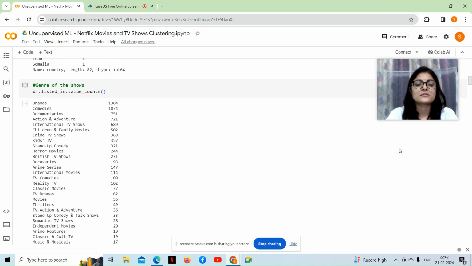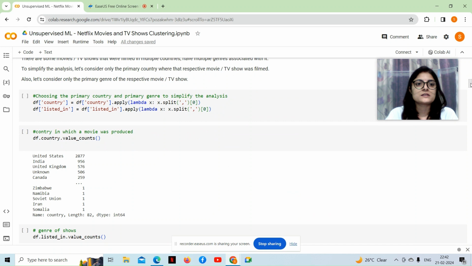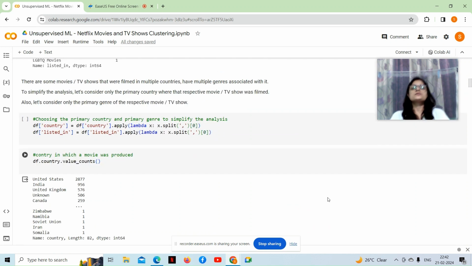Then there are different kinds of genres like dramas, comedies, documentaries, action and adventure, crime, kids TV. Okay, so basically there are some movies or TV shows that were filmed in multiple countries. They have multiple genres associated with them. To simplify the analysis, let's consider only the primary country where the respective TV show or movie was filmed. And let's consider only the primary genre of the respective movie and TV show. So we are choosing the primary country and primary genre to simplify the analysis with this code.